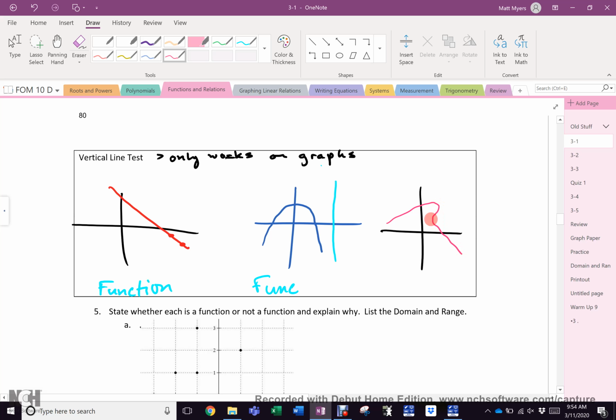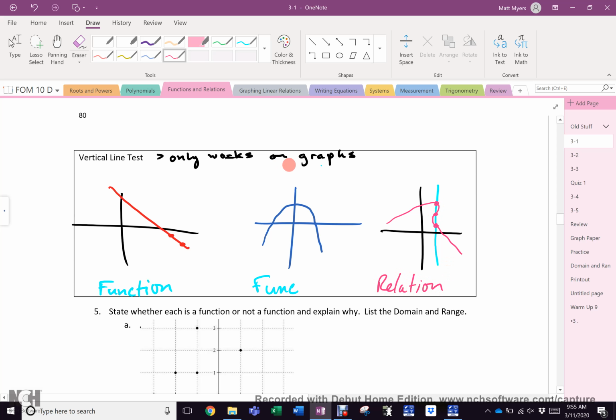Is that a function? Yes, yes, yes. Oh! What happens at that x value? There are 1, 2, 3 y values. So is it a function? No. This is a relation.